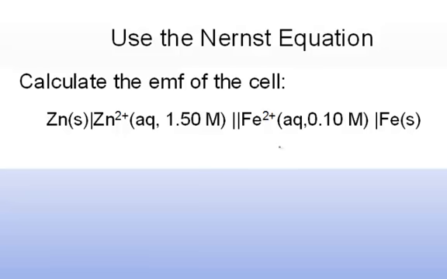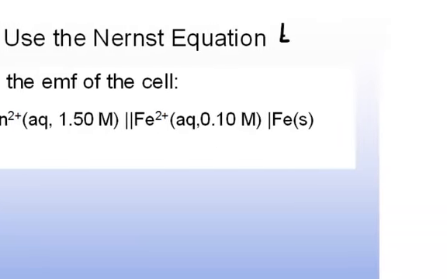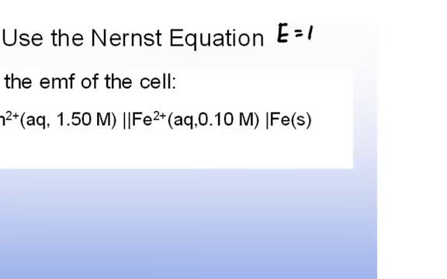First of all, you need to recall the Nernst equation: the cell potential at non-standard conditions is equal to the cell potential at standard conditions minus 0.0591 divided by N, the number of electrons that are transferred per mole of reaction, times the log base 10 of Q, the reaction quotient.